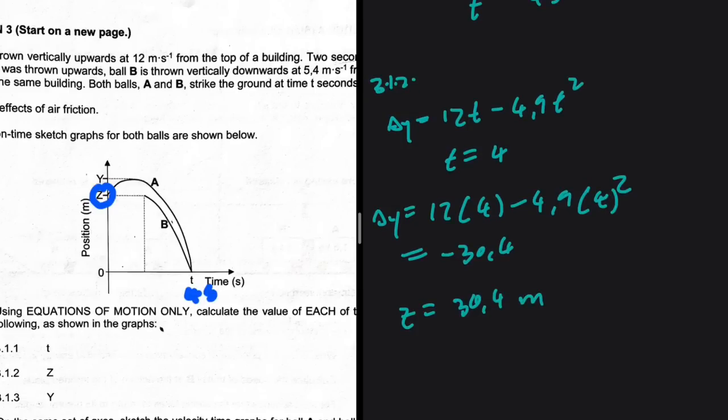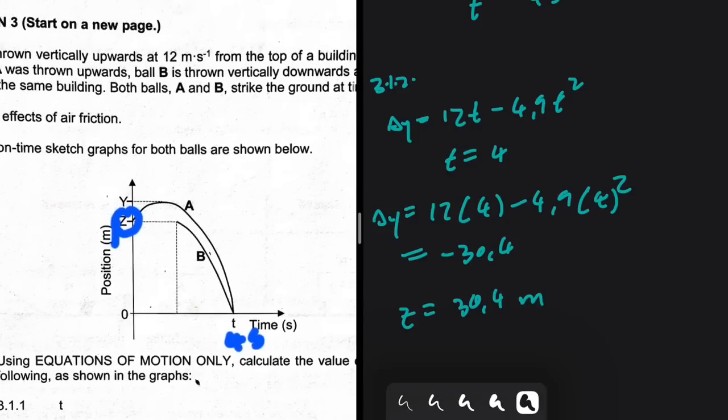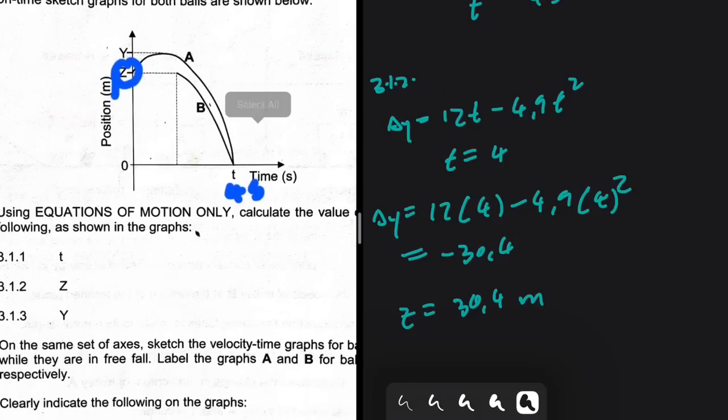It is in meters, right? But z is just going to be 30.4, because the meters is here in the brackets there. But yeah, the two balls are projected 30.4 meters above the ground.